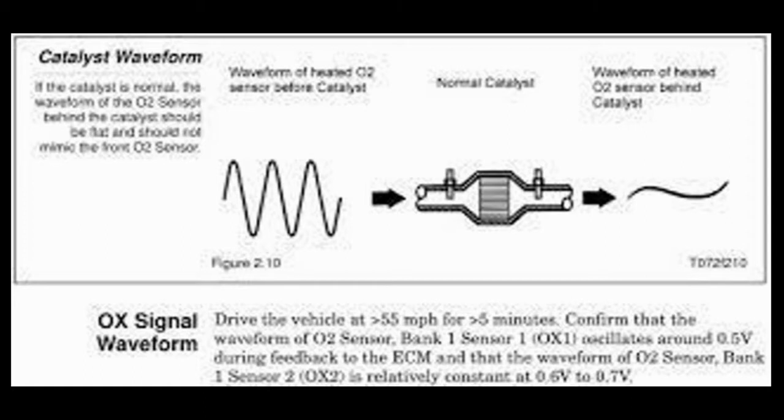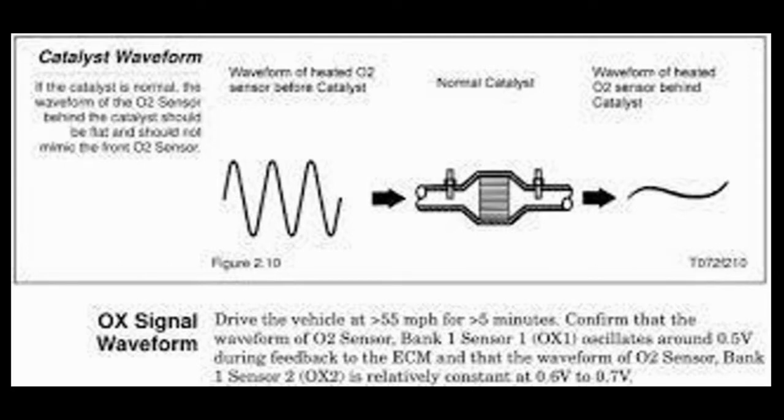So let's look at some good waveform patterns and bad waveform patterns using our O2 sensors, both in front of and after the cat. Here we have a good example of what, as a mechanic, you're trying to find. You have a fast switching upstream O2 sensor, sensor 1, going from rich to lean, 0.2 volts to 0.8 volts, and back and forth with an average of maybe 0.5 volts. That would be a good signal with your front O2 sensor.